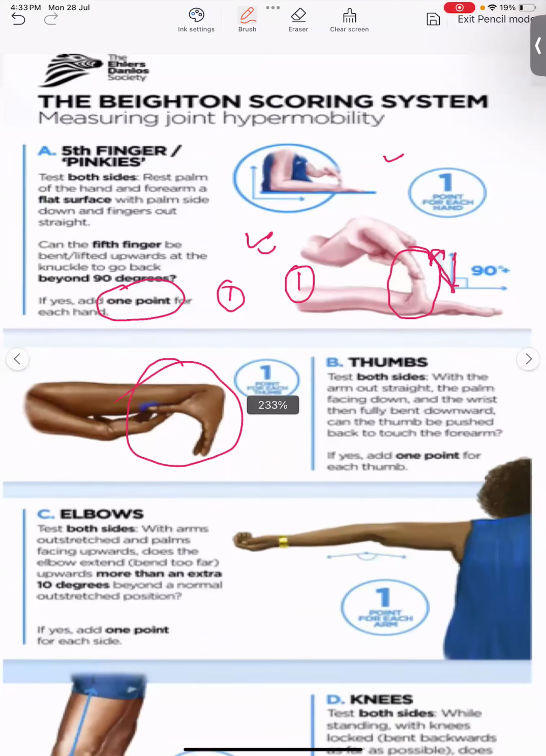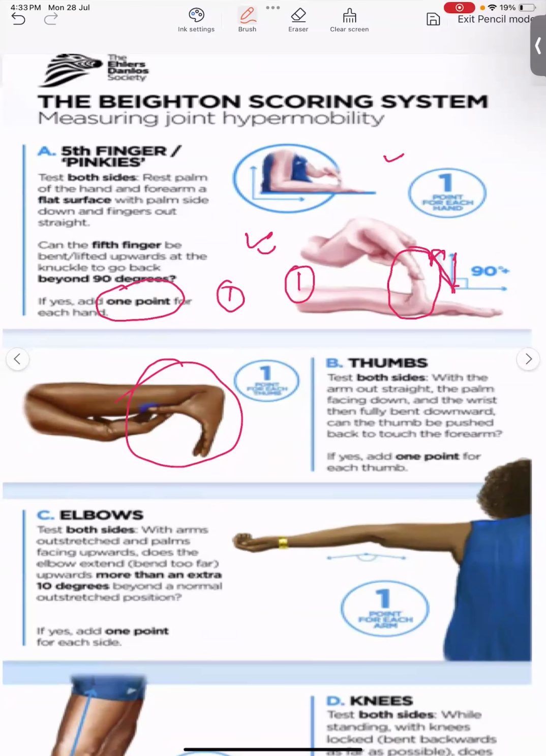All right. So the next point, we will start from the hand. You will place your hand like this and you will see the 90-degree angle for your little finger by bending it backwards. The next point is the thumb: oppose your thumb to your forearm. Test both sides with the arm out straight, the palm facing down and the wrist fully bent downwards. Can the thumb be pushed back to touch the forearm? If yes, add 1 point for the right and 1 for the left. You can do it by yourself too.